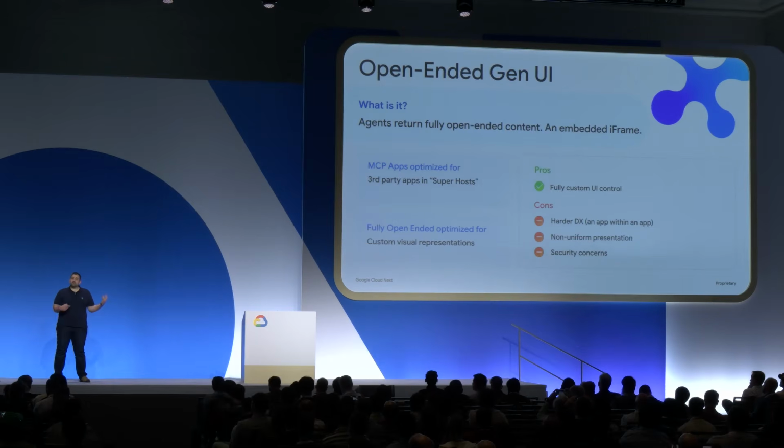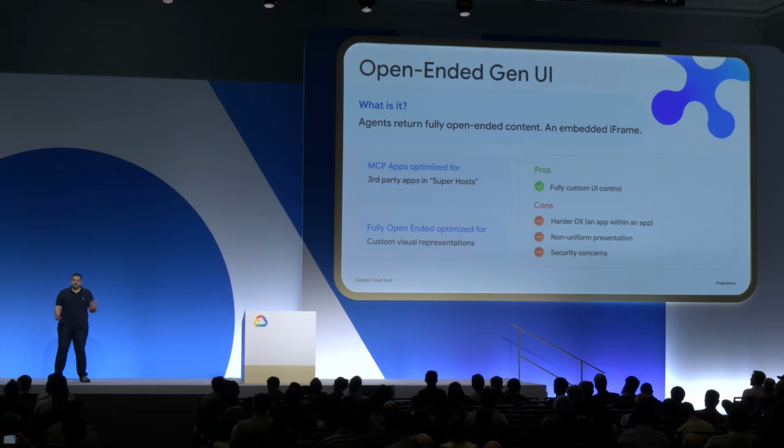And finally, at the far end of the spectrum, we have open-ended generative UI. So in the previous two approaches, we, at build time, prescribe what types of UIs the agent can show. With open-ended generative UI, you're opening the door for the agent to display anything at all, and typically that's achieved via an embedded iframe. And there are two kinds of open-ended generative UIs that are worth calling out.